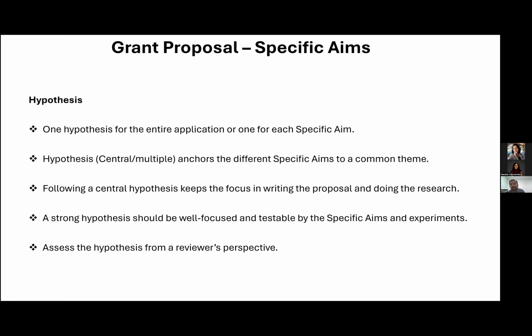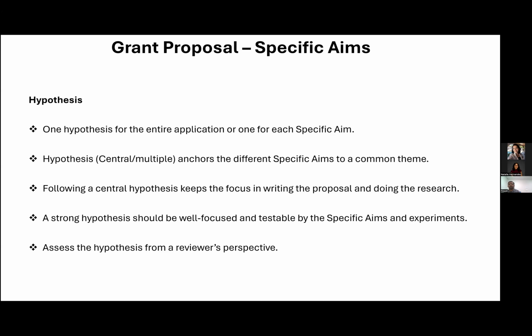So let's see how we can articulate a hypothesis. As I mentioned, you can have a central hypothesis for the entire application, or you can have multiple hypotheses for each aim. But it's always good to have a central concept or central hypothesis, which can be split into sub-hypotheses or themes based on your specific aims. Following a central hypothesis always keeps you focused for writing the proposal.